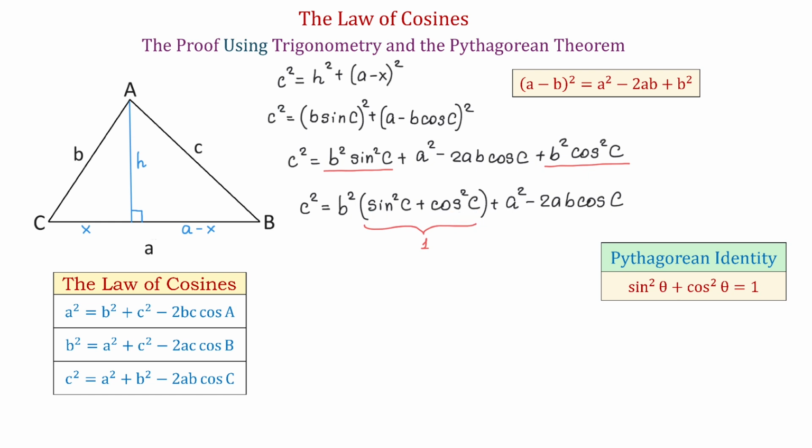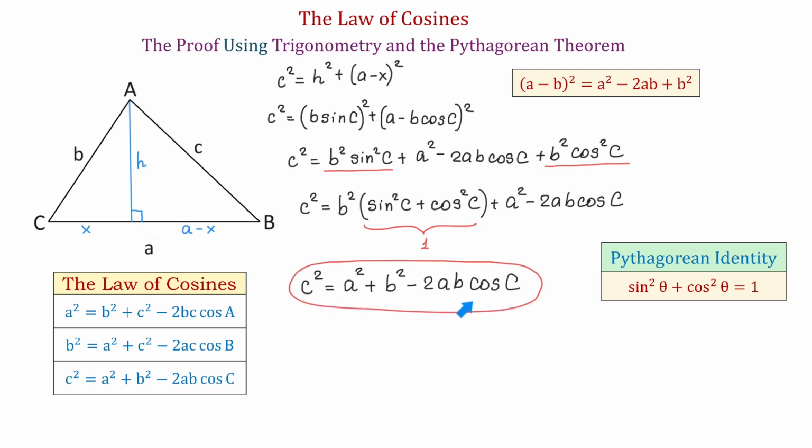And now let's bring down c squared equals, then first I will write a squared, then b squared. So c squared equals a squared plus b squared, and then minus 2ab cosine of angle C. And this is the law of cosines that we have down here. And now the proof is completed.